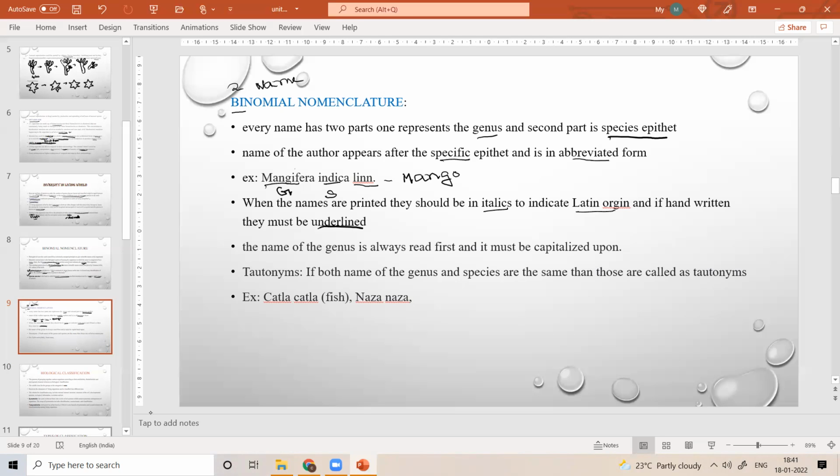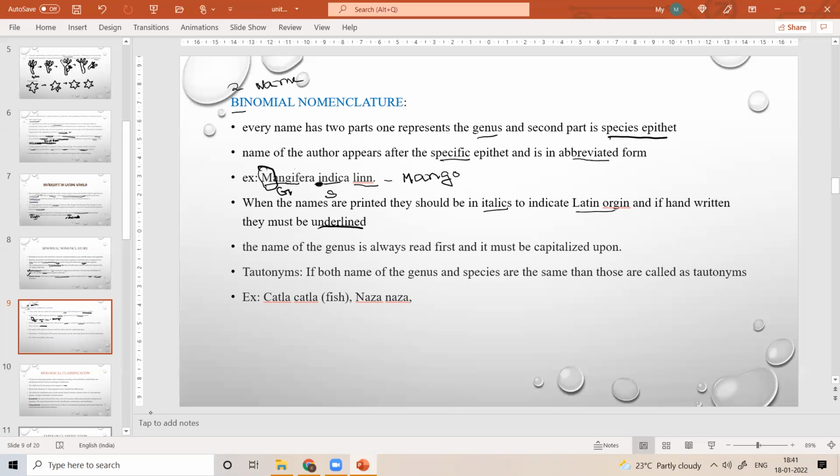The name of the genus is always read first and it must be capitalized. So here we can see the M in Mangifera indica is in capitals, and indica, the first letter of the species, need not be capitalized. So this is all about binomial nomenclature.